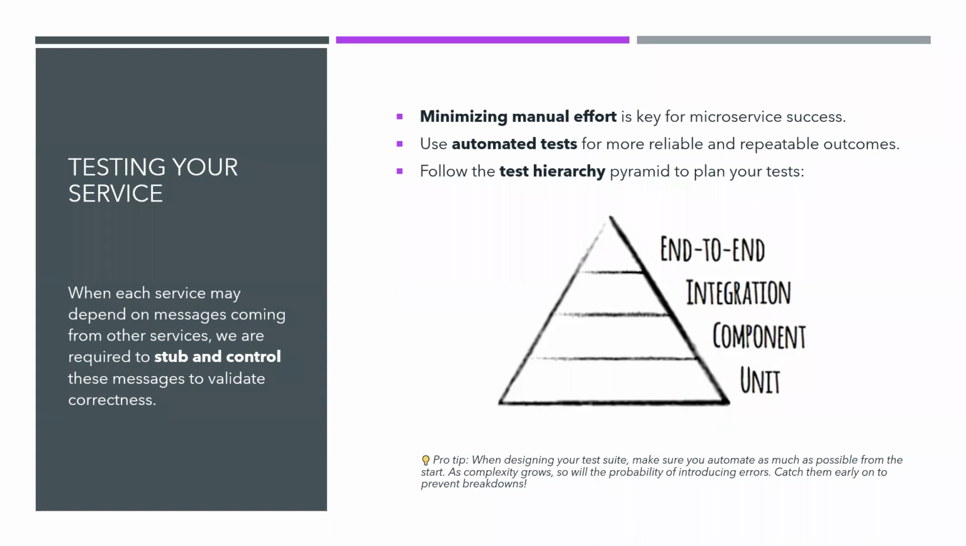So when we design tests, unlike what we might face with a monolithic system in which we can use unit tests for pretty much everything, microservices demand a little bit more attention to the kind of tests we perform and how we perform them. So has anyone ever heard about the test hierarchy pyramid or the testing pyramid? Or is anyone familiar with the diagram shown here?